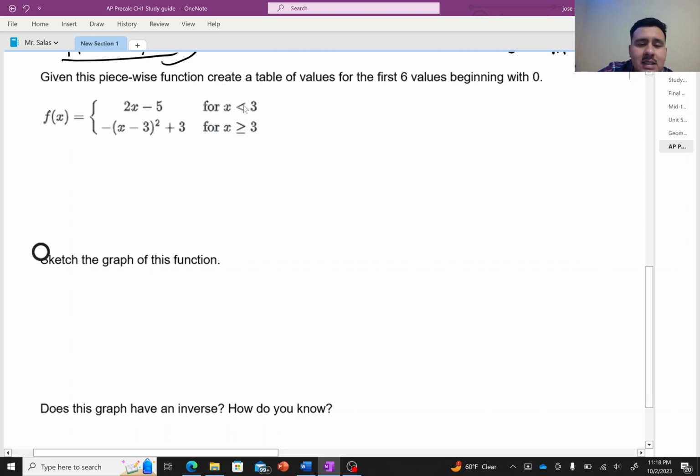So this x is less than 3. So for this problem, I'm going to be using values 0, 1, 2, and 3. Why am I including 3 if it's not an equal sign? Well, you'll see why in a bit, okay? And then for this equation, you're going to use values that are greater than 3. So I'm going to go ahead and say 3, 4, 5, and 6.